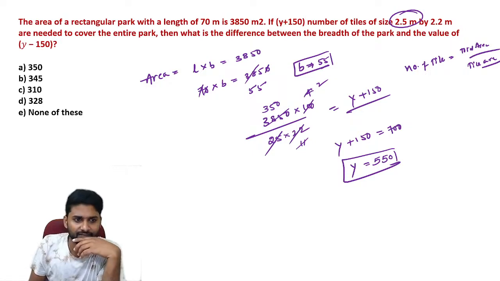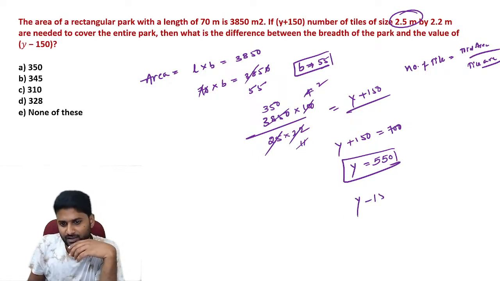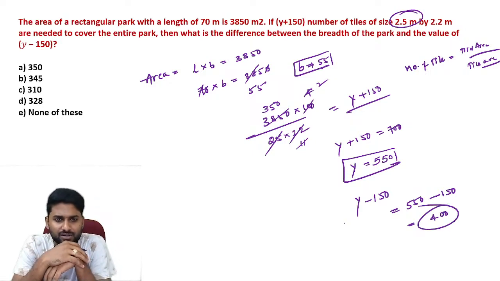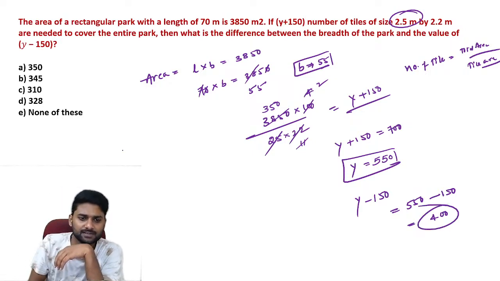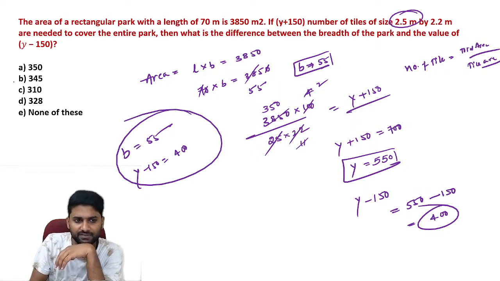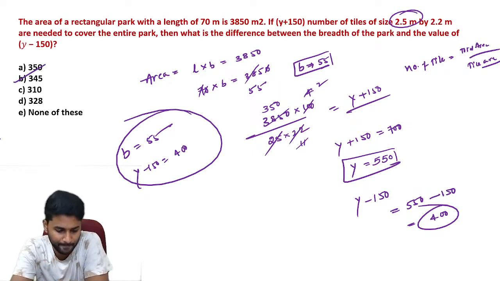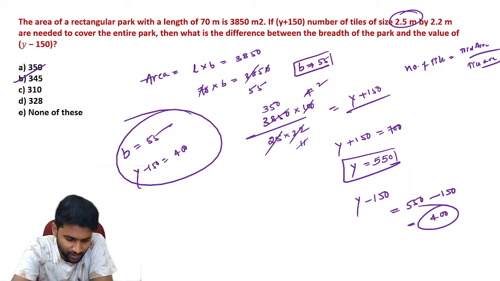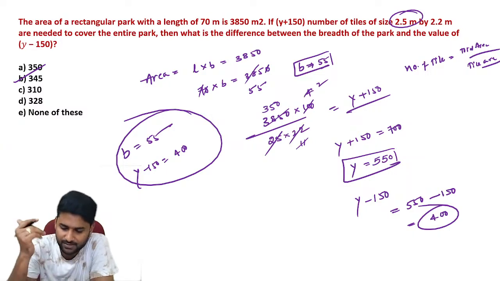Yes, we have 550. Then what about y minus 150? 550 minus 150 is exactly equal to 400. But here the question asks what is the difference between the breadth and y minus 150. So we know that the breadth is equal to 55 and the y minus 150 value is equal to 400. The difference value is 345. 345 is the difference in this question.